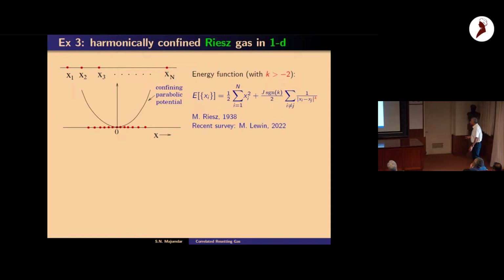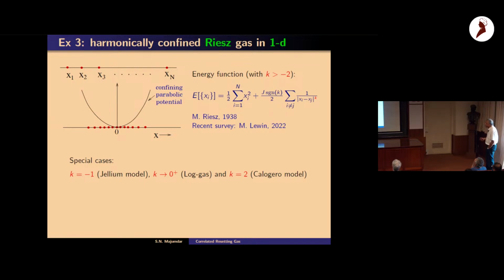This is called the Riesz gas, which was introduced by Riesz in 1938. The special cases of this Riesz gas: when the index k is -1, this is the Jellium model, linear repulsion. In the k goes to 0 limit, it becomes the log gas, because in the k goes to 0 limit you can express this as a log. And k equal to 2 is what is called the Calogero model, which is inverse square repulsion between the particles.